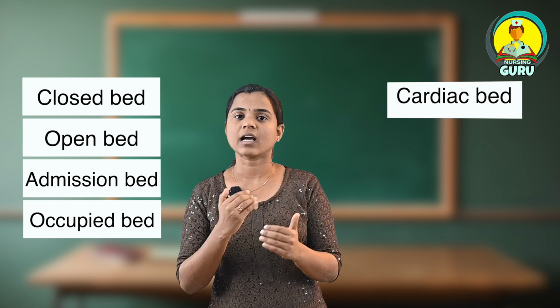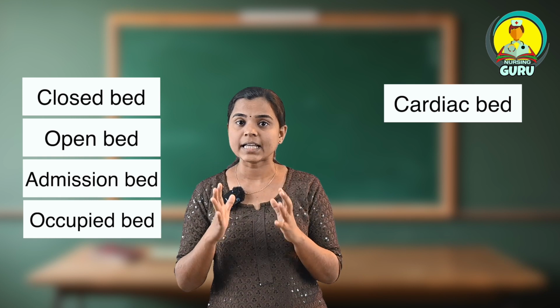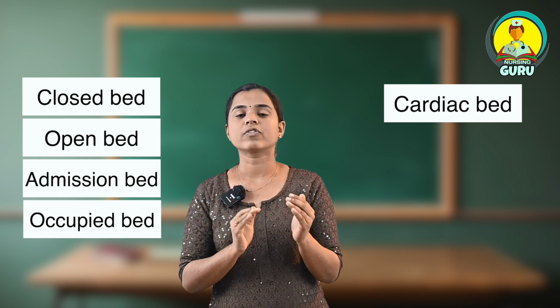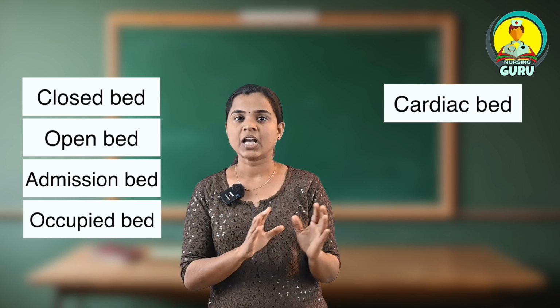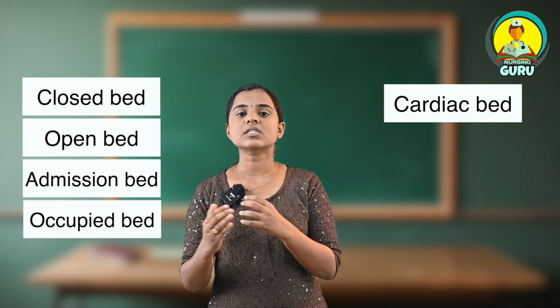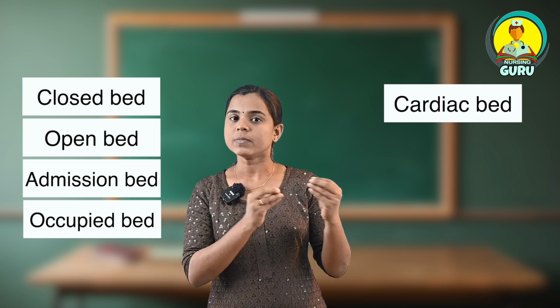The next one is the cardiac bed. This bed is made to help the patient assume a sitting position which can offer him or her the greatest amount of comfort with least strain. The main purpose of cardiac bed is to relieve dyspnea caused by cardiac diseases. These are some types of bed.